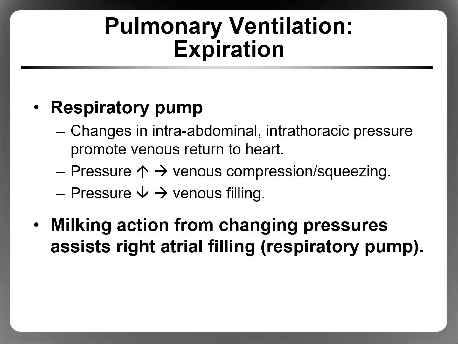So, looking more at expiration, we also have the respiratory pump. We mentioned this back in chapter 6. This is because we're having these changes in intra-abdominal and intrathoracic pressure. This is going to promote venous return to the heart, specifically with the superior and inferior vena cava. So as that pressure increases, venous compression is going to occur, and then when that pressure decreases, we're going to allow more venous filling.